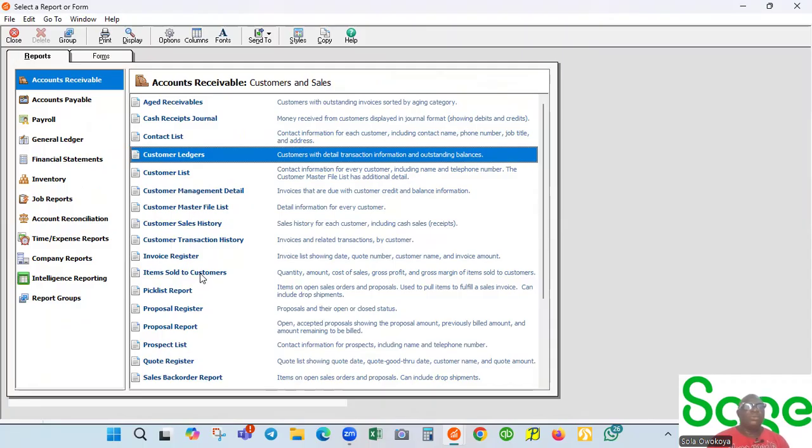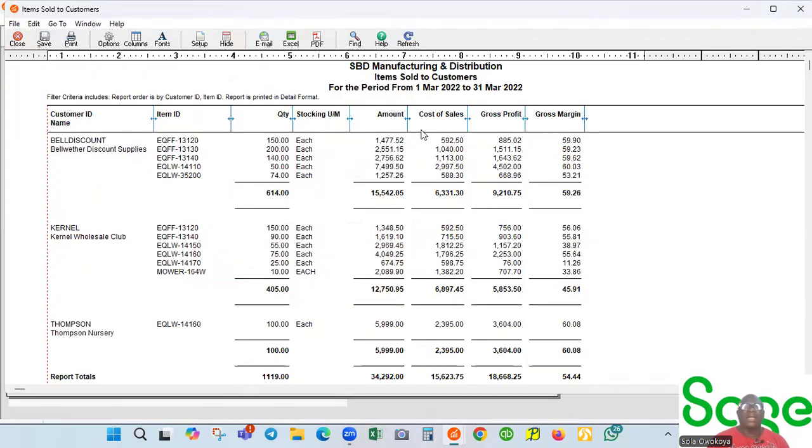The items sold to customers, you can use it to track items sold to customers. This is a customer. This is the item sold to the customer. This is the quantity of sales. This is the amount. This is the cost. This is the profit. You can see that. You can see the profit real time, and you can see the gross margin. As you are doing those transactions, the software will give you all of this information.